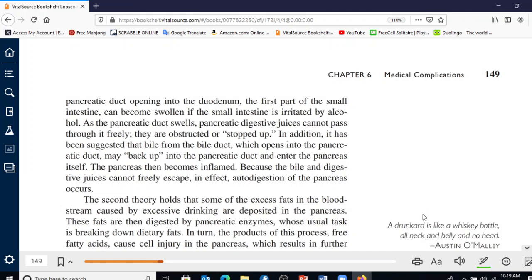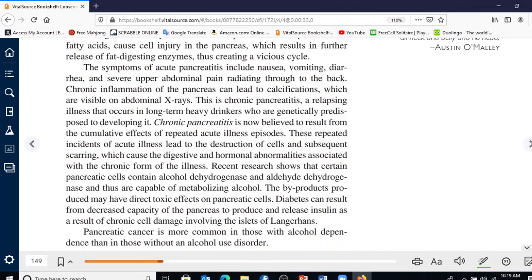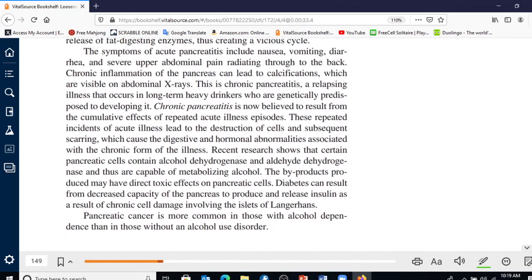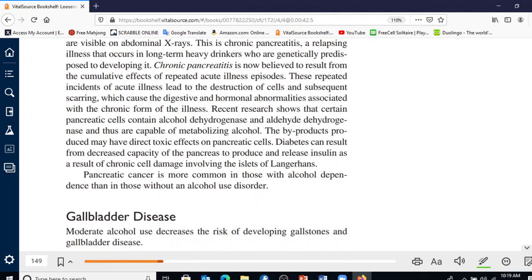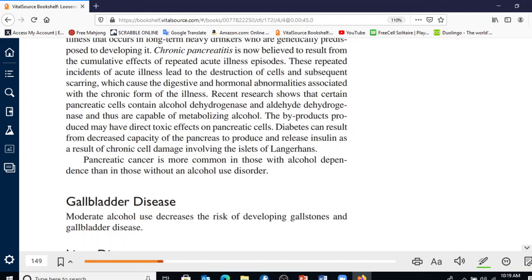And what happens with pancreatitis is we have illness after illness that leads to a chronic situation, cumulative effects, if you will. Diabetes can result from this process, and if you have diabetes and you get this, you're really in a life-threatening situation. Pancreatic cancer is also more common with alcohol dependence than among those where there is no alcohol use disorder, and a lot of it is alcohol is carcinogenic. It causes cancer in a lot of places.